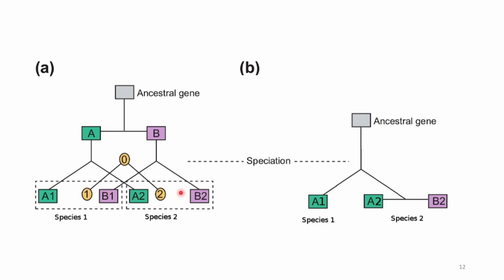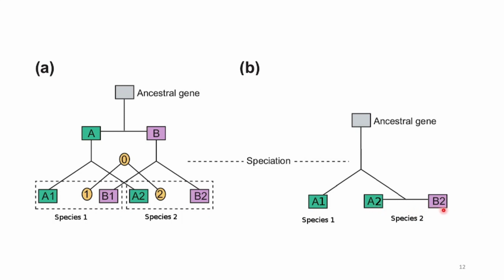But this is a very simple case. What happens if the duplication occurs after the speciation event? In part B of the diagram, the ancestral gene was duplicated only in the species 2 lineage. So in that case, A2 and B2 are orthologs of A1, and A2 and B2 are paralogs of each other.